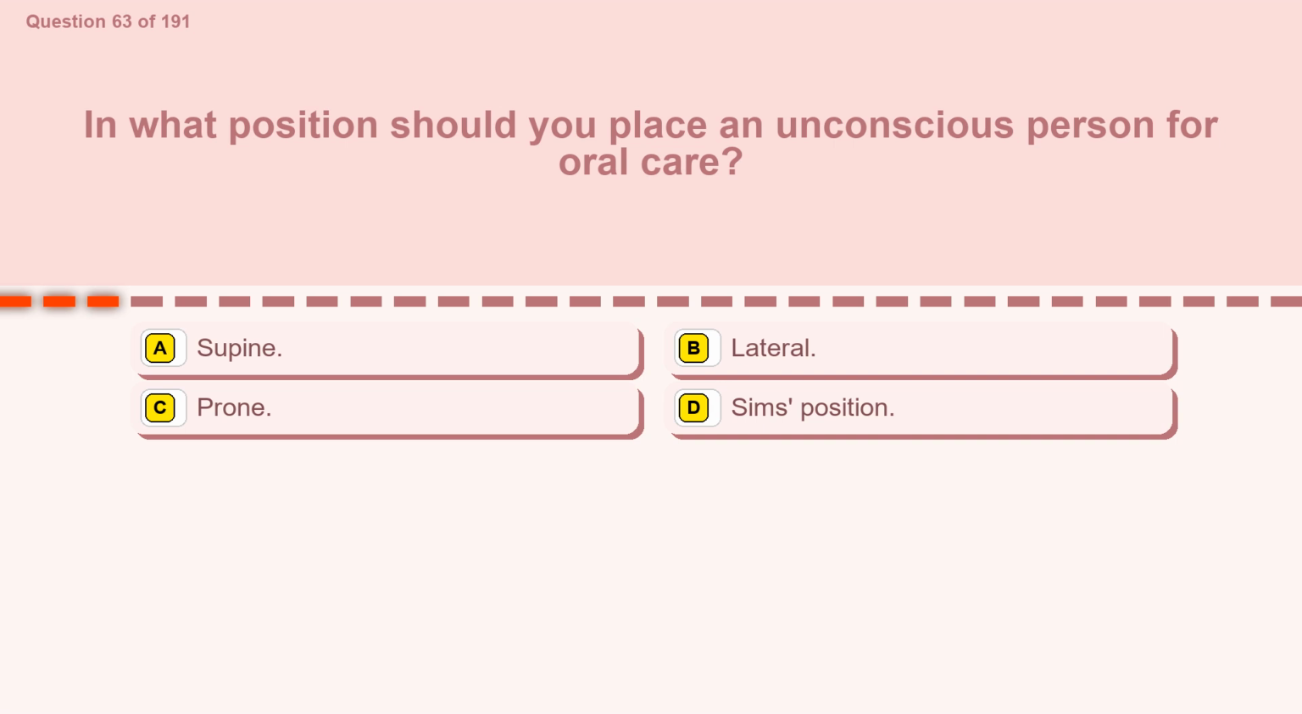Question 63. In what position should you place an unconscious person for oral care? Option A. Supine. Option B. Lateral. Option C. Prone. Option D. Sims position.